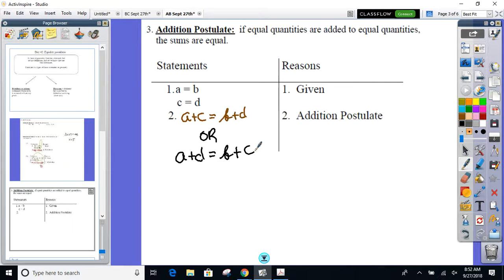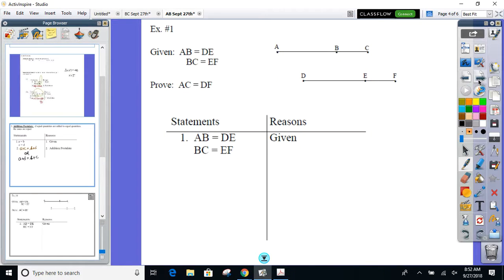Are we ready to put all this together? Because this is a big moment for you right now. This is your first geometric proof of your mathematical career. It's huge. It's like the first day of school, first day of kindergarten. All right, it ranks right up there.